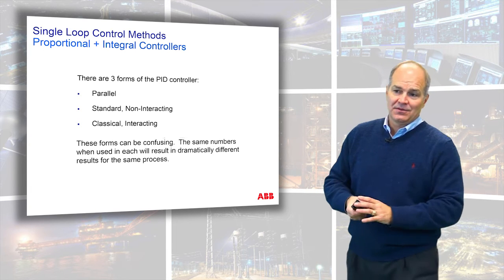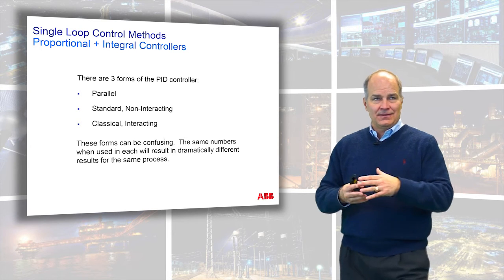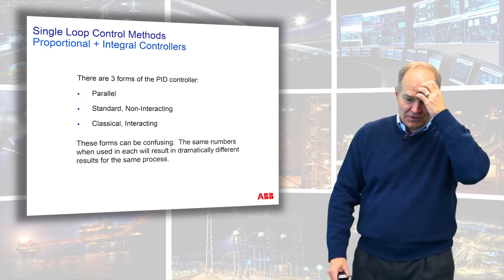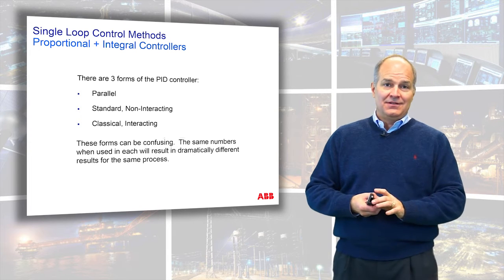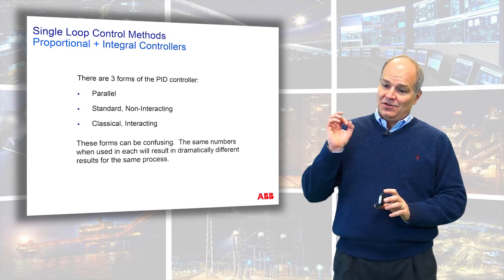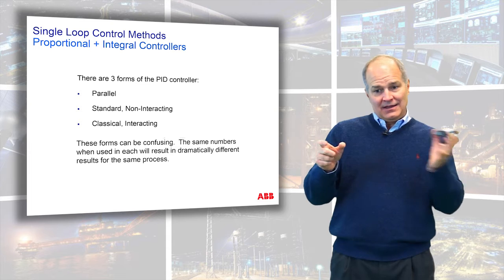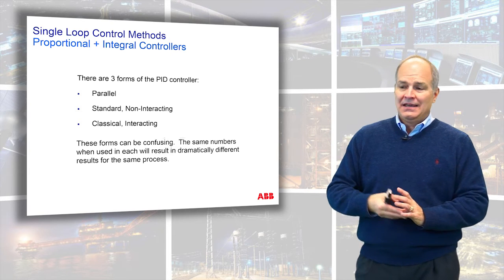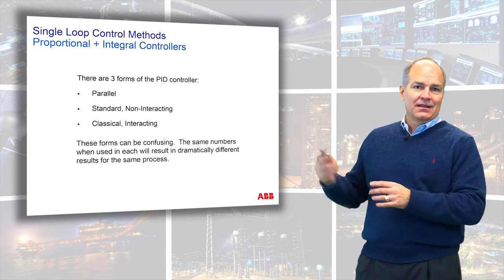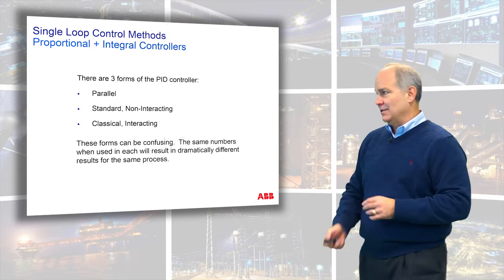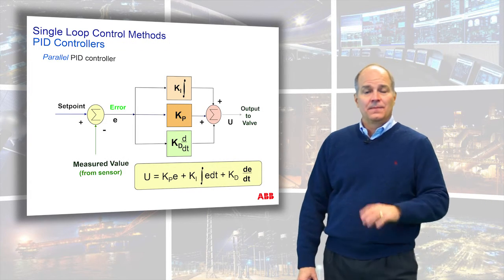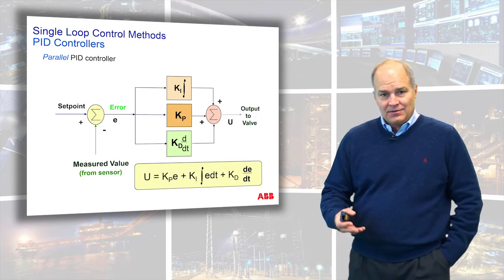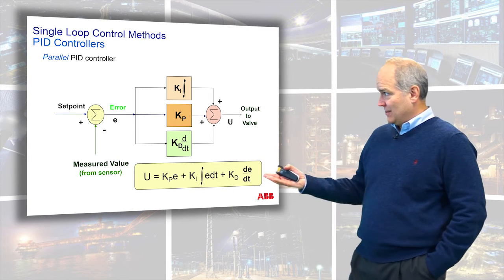And we have algorithms, we have tuning tools, and in our LoopTune application, I think we have 40 or 50 different tuning manufacturers. So you specify the manufacturer and it calculates the tuning numbers for you. We have spreadsheets and you'll be able to make a lot of them off of this talk. So let's get into it. This is what's called the parallel form of the PID algorithm. The reason it's called parallel is, well, look at it.